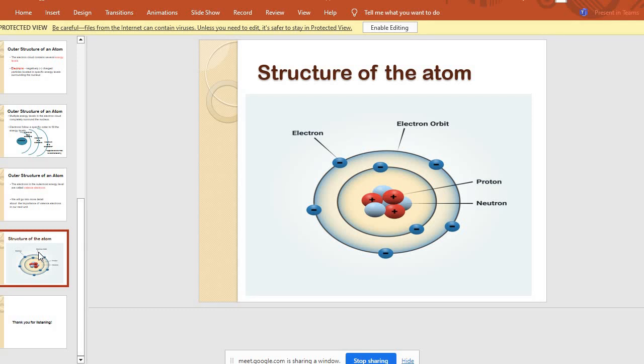So having said that, I want you to do an assignment for me. I want you to draw the structure of the atom of sodium and label all the parts and also indicate electrons in all the energy levels. That assignment is 5 marks, and I'll be collecting it in the next class.